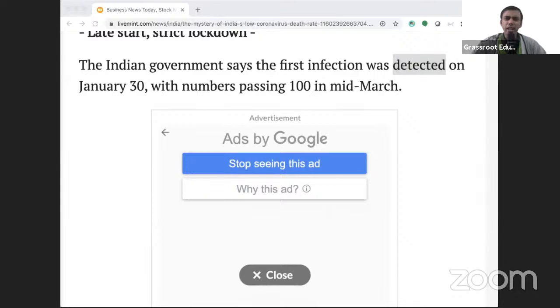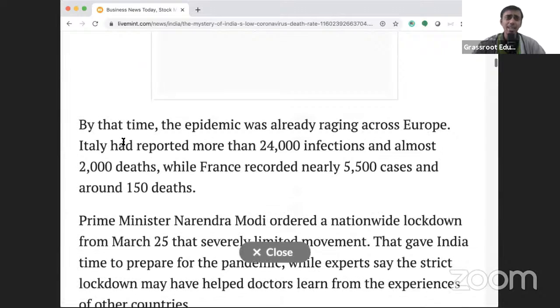Detected means it was found out. The first infection was found out, captured on January 30th, with the number passing 100 in mid-March. So it did not escalate very quickly.